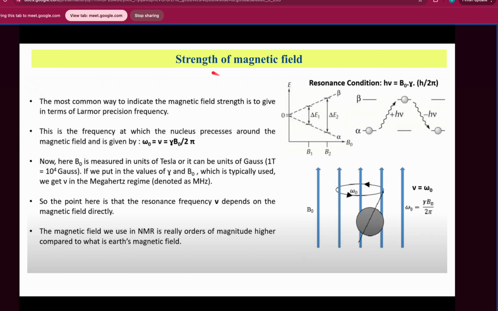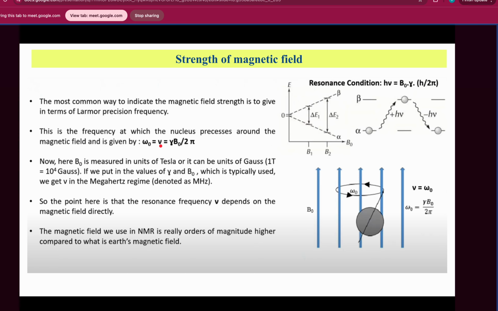Then comes the concept of the strength of the magnetic field. The most common way to indicate the strength of the magnetic field is in terms of the Larmor precession frequency. With the help of the Larmor precession frequency, we can indicate the strength of the external magnetic field. The Larmor precession frequency is the frequency at which the nucleus precesses around the magnetic field, and it is given by omega 0, which equals nu because it is a frequency, and which equals gamma B naught by 2 pi.